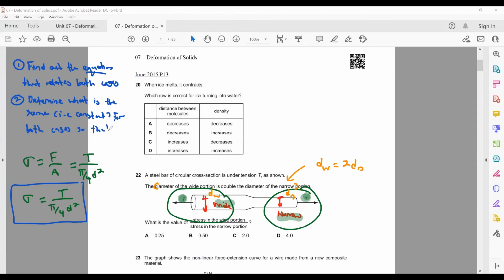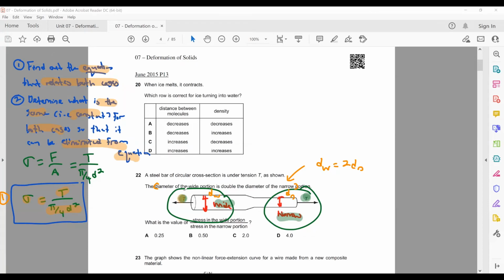So that it can be eliminated from the equation. Okay, what do we mean by that? Okay, this one is for part 1. Find out equation that relates to both cases. This is this part here. The part where I say you then need to determine what is the same or constant for both cases so that it can be eliminated from the equation.